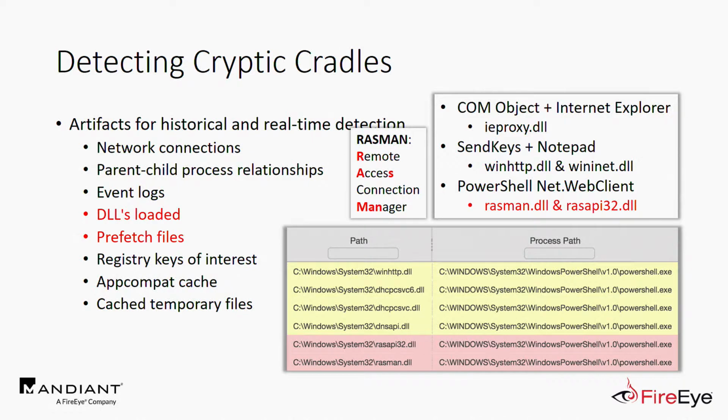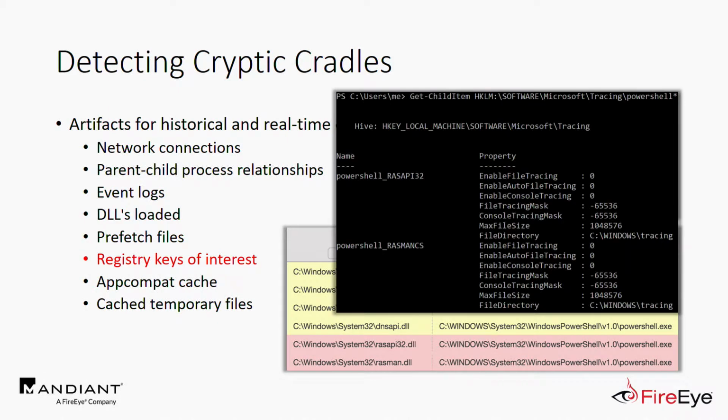DLLs being loaded. When something's loading Internet Explorer with the COM object, it actually loads ieproxy.dll, which is somewhat unusual depending on your environment. Also PowerShell loading RasMan and RasAPI32.dll. These have been really, really helpful in some investigations, especially over the past year, because when PowerShell loads these, which is the Remote Access Connection Manager, you'll also see that in prefetch files.